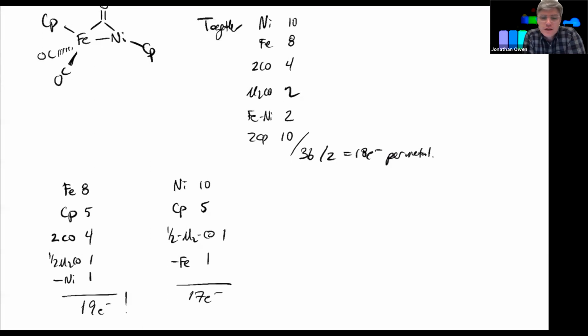What do you see here? We got 19 and 17 in the case of the iron nickel when counted separately, and then we have 18 per metal when counted together. Okay, so we got a different answer using the 2 different methods.